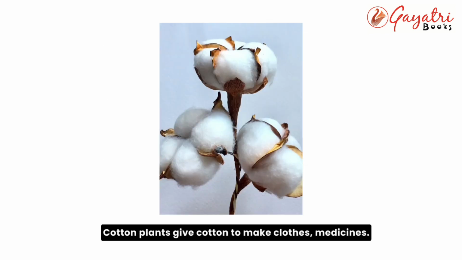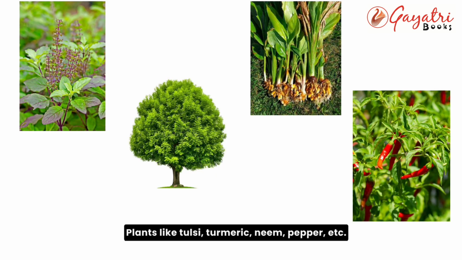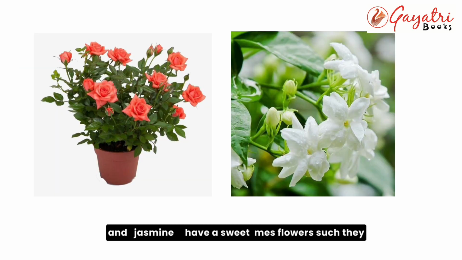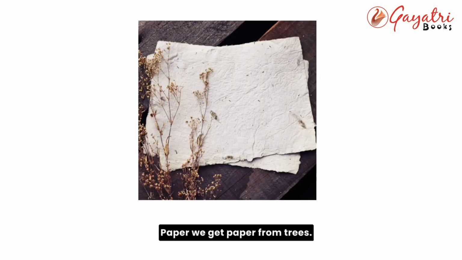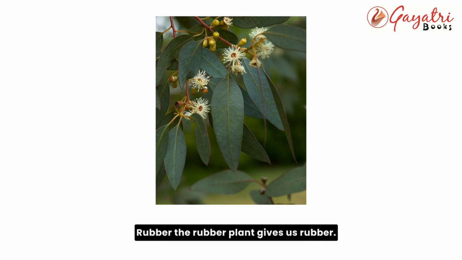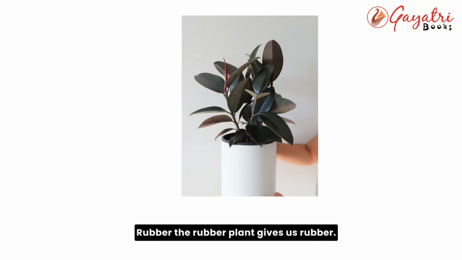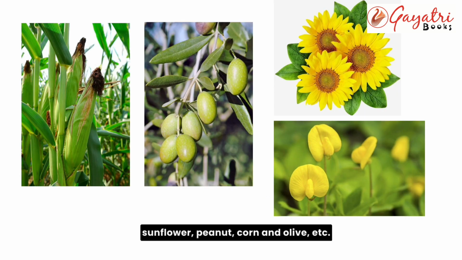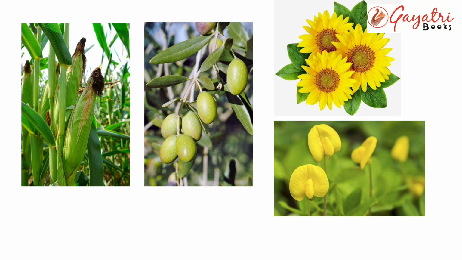Fiber. Cotton plants give cotton to make clothes. Medicines. Plants like tulsi, turmeric, neem, pepper, etc. have medicinal value. Perfumes. Flowers such as rose and jasmine have a sweet smell. Hence, they are used to make perfumes and soaps. Paper. We get paper from trees. Gum. Some trees give us gum. Rubber. The rubber plant gives us rubber. Oil. We get oil from plants like sunflower, peanut, corn and olive, etc.